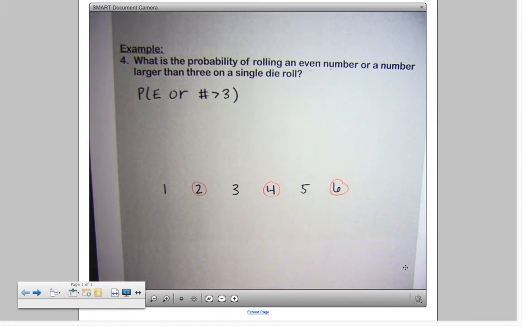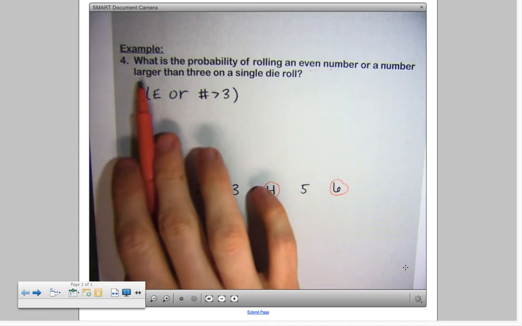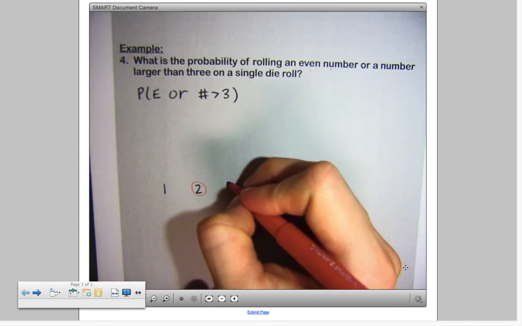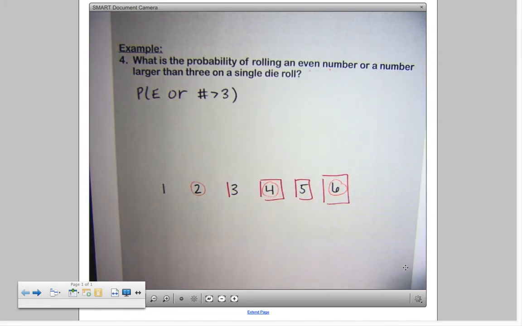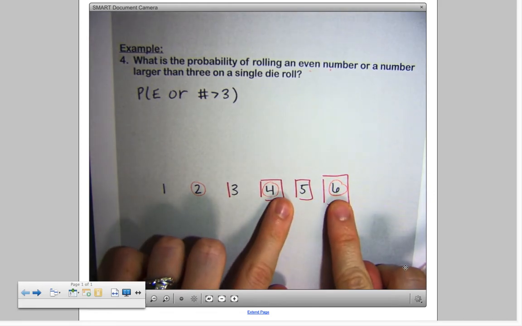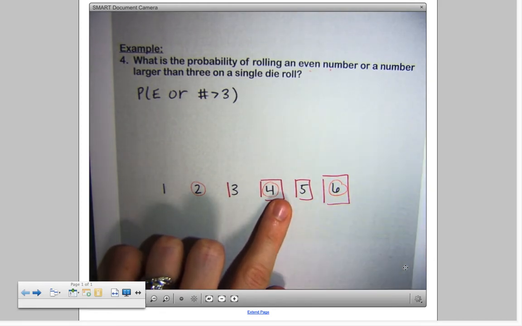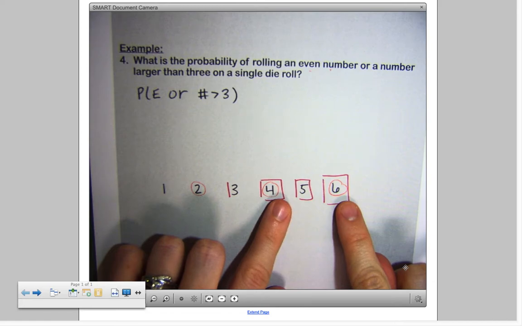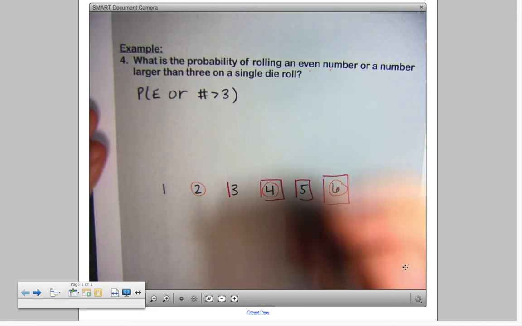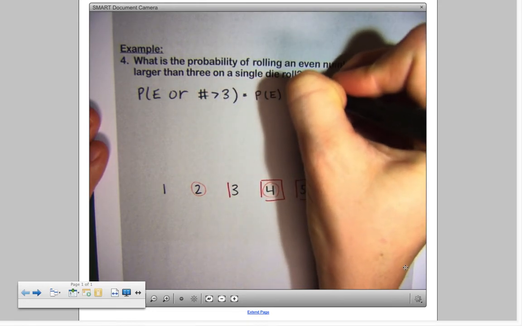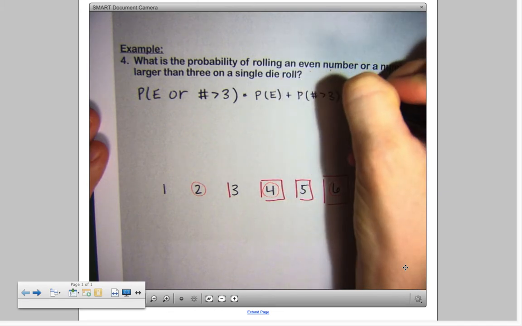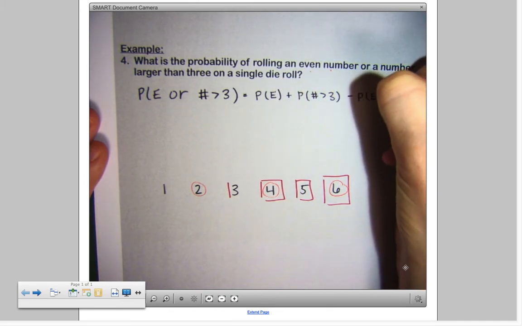Now I'm going to look at the numbers that are larger than 3. I'm going to box all those. So 4, 5, 6. These two were selected in both of them. So they are both even and they are both larger than 3. That means that these are not mutually exclusive, because the two events can happen together. So I'm going to have the probability that it's even plus the probability that it's greater than 3, minus the probability that it's even and greater than 3.